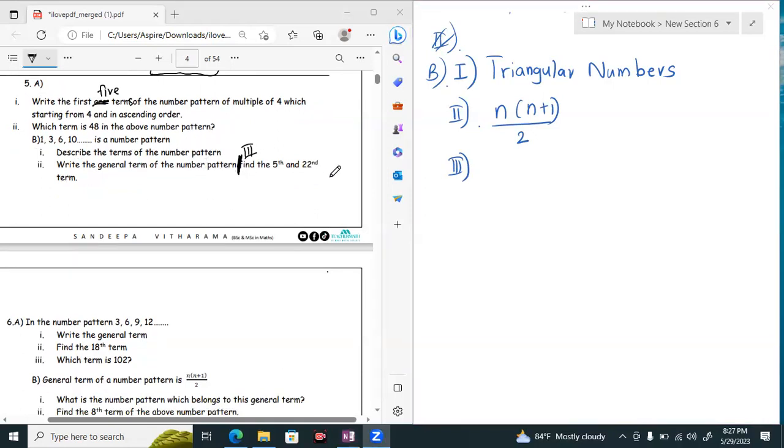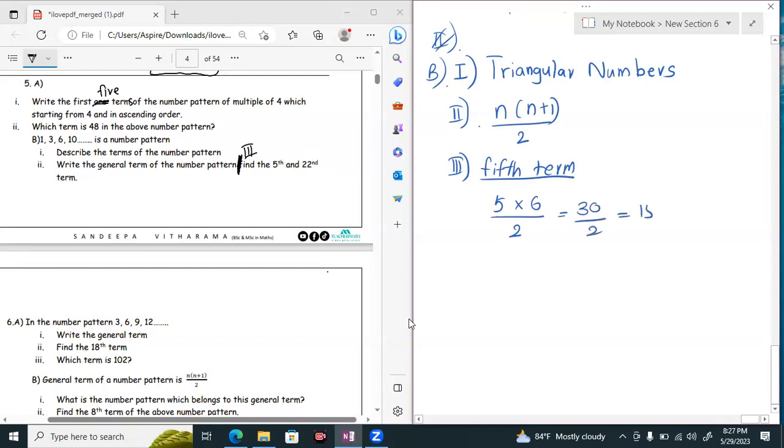Write the general term. We wrote find the fifth and 22nd term. Fifth term. How do we find the fifth term? The fifth term can be obtained by substituting n by 5, n times n plus 1, where n plus 1 means the next term. It is 5 times 6, divided by 2. 5 times 6 is 30, divided by 2, 15. The answer is 15.